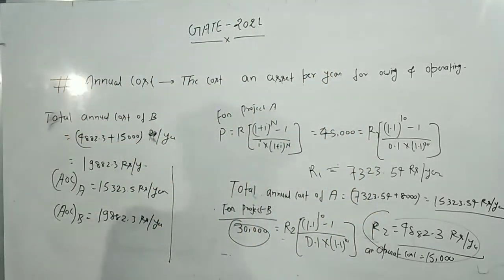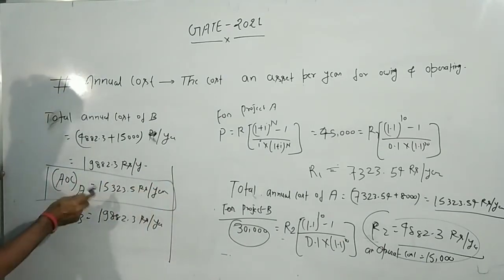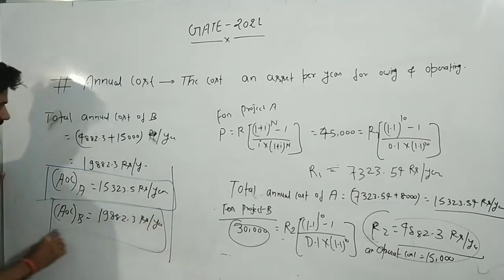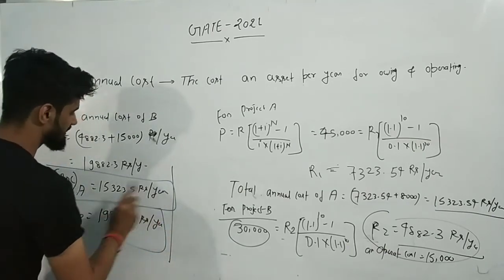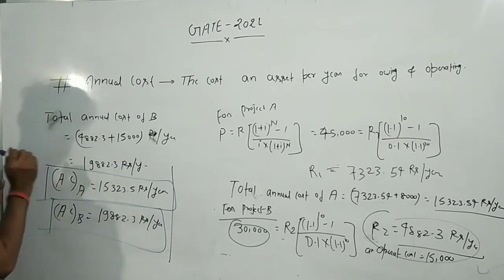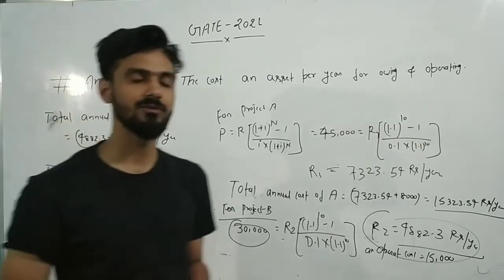Now what you have to do, just select the attractive project on the basis of annual cost. So here you will see the total annual cost of project A is 15,000 and total annual cost of project B is 19,000. So I am writing here only annual cost. Okay. The annual cost of project A is less as compared to the annual cost of project B.